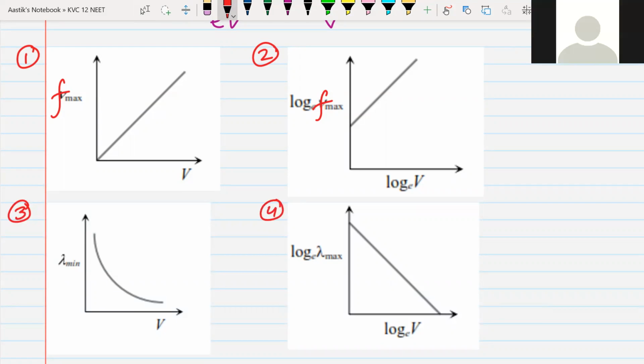Tell me once you are done. If you have any problem in understanding these graphs, bacha, please let me know. Done, sir. Boys, are we done?